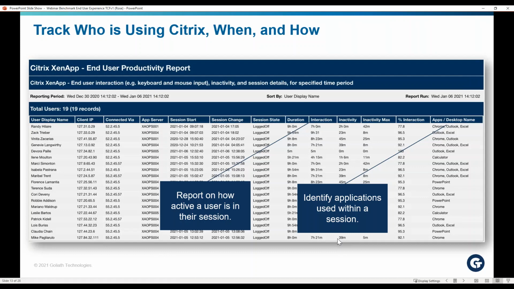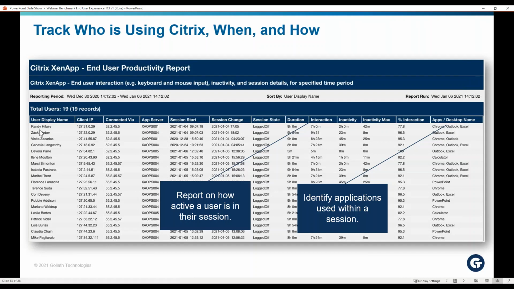For any of our out-of-the-box reports, you can run them on demand, daily, weekly, or monthly, and have them sent to different business line managers. For this particular client, we've changed some of the names out of respect for them, but you can see on the left-hand side some end users, the client IP address, how they connected into the environment, the specific server they were accessing, when the session started, and when the session changed.